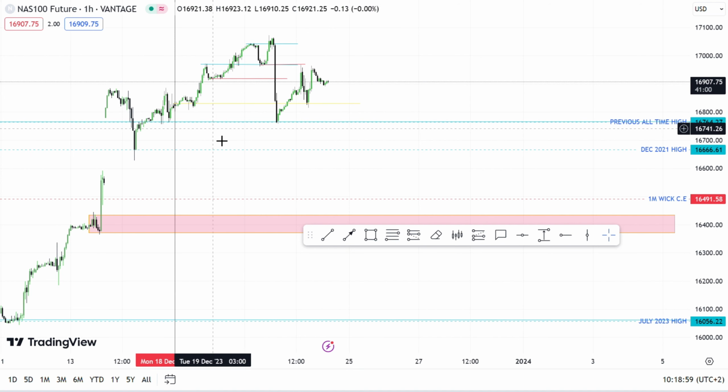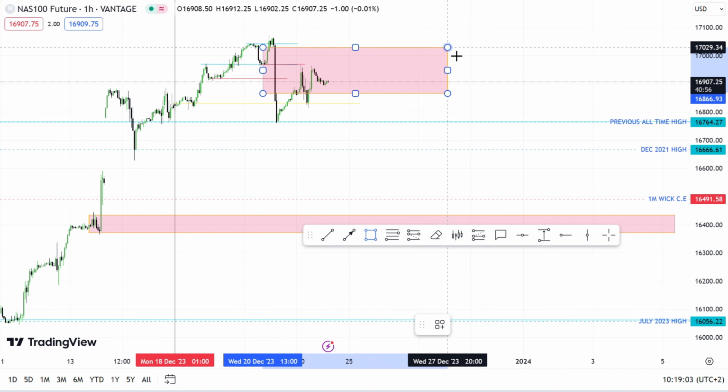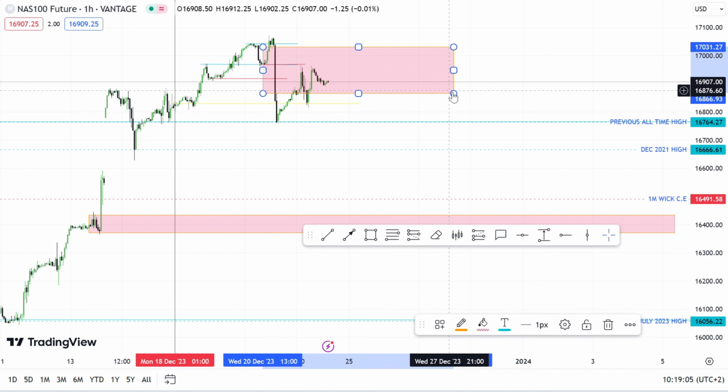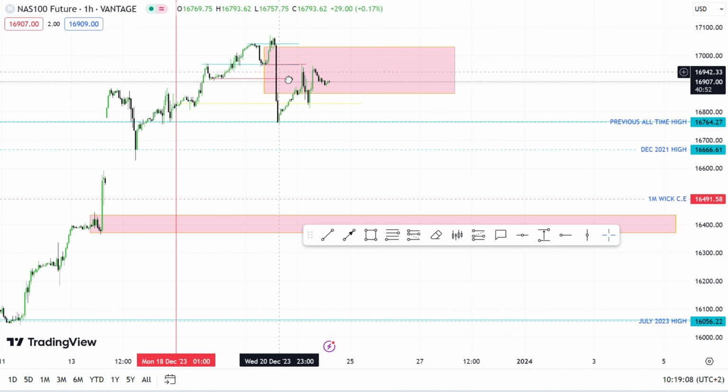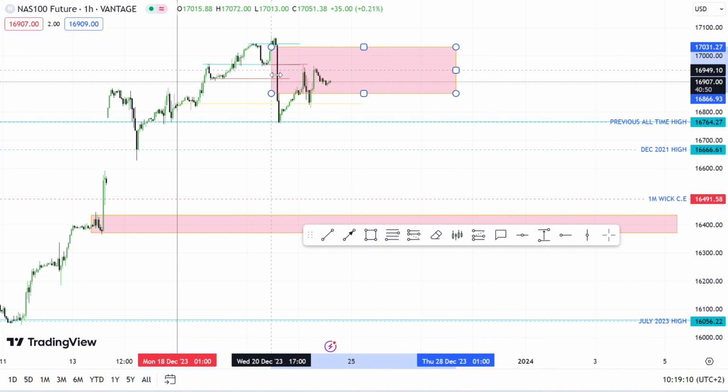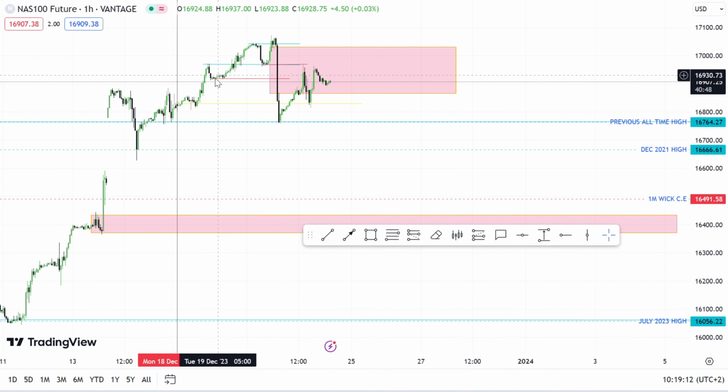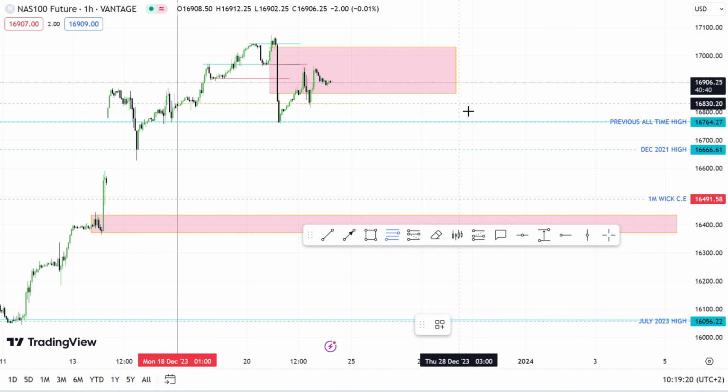But okay, let's focus. Right here, there's this big fair value gap. We reacted off probably the 50% mark of it. Let's find the 50% mark, the consequent encroachment. Where's the Fibonacci?